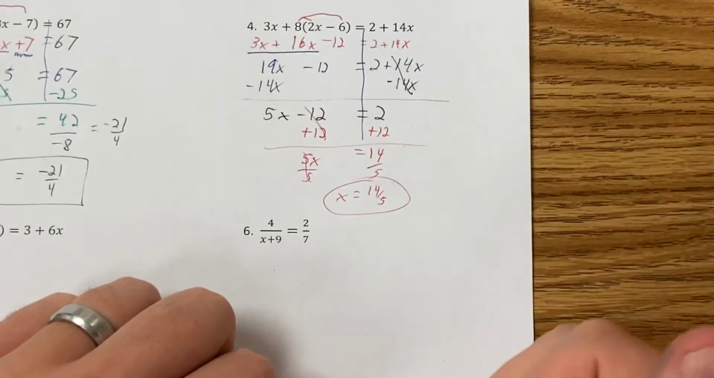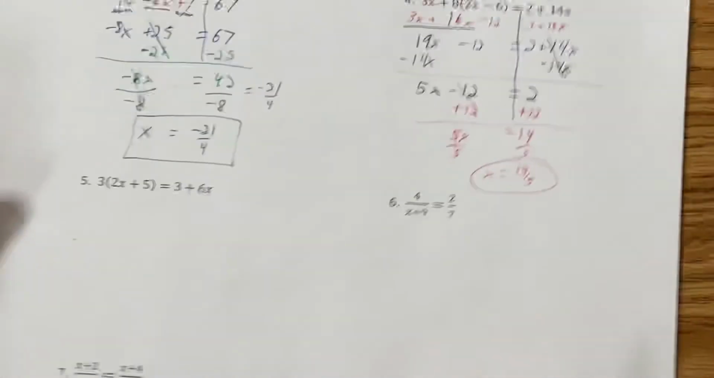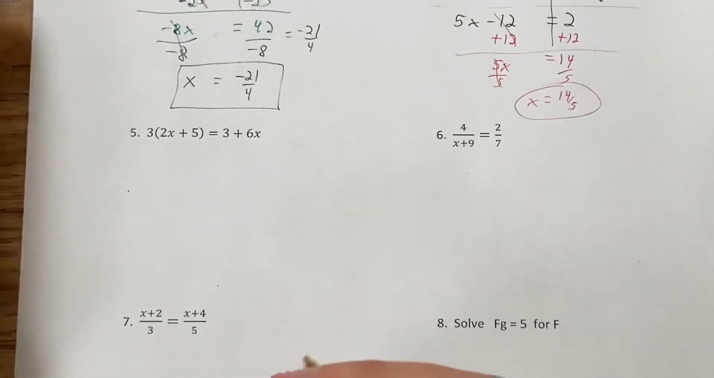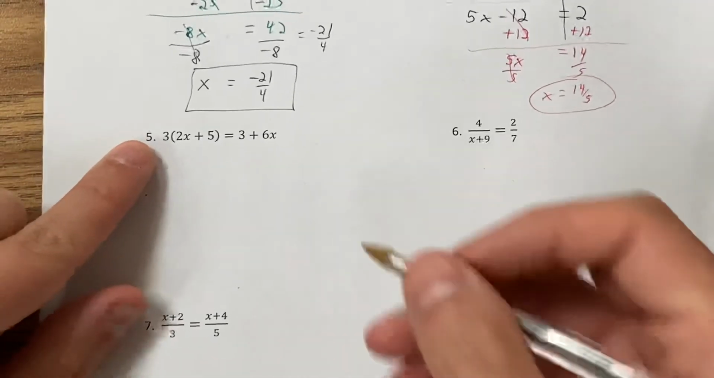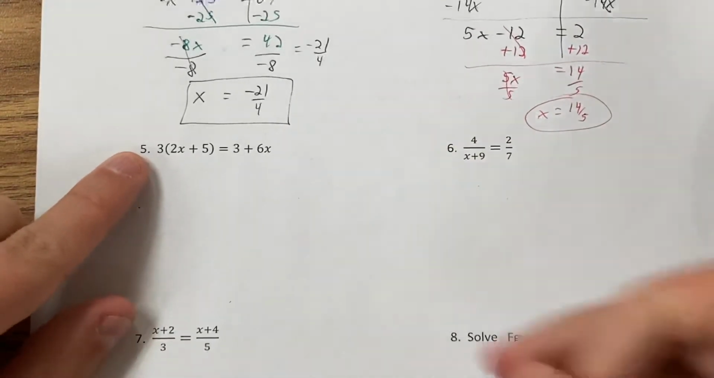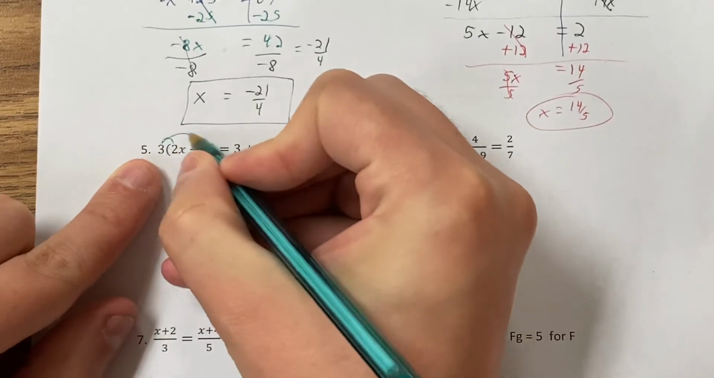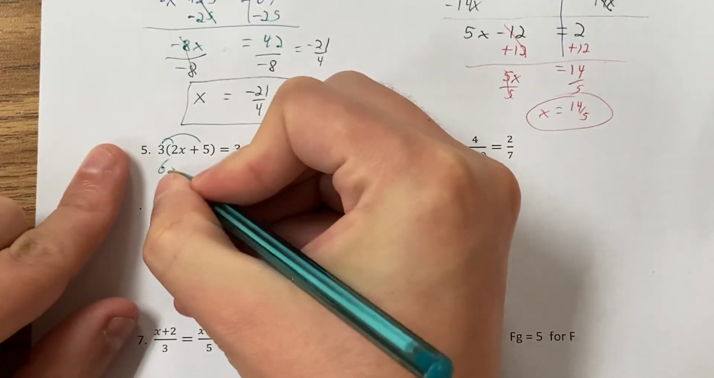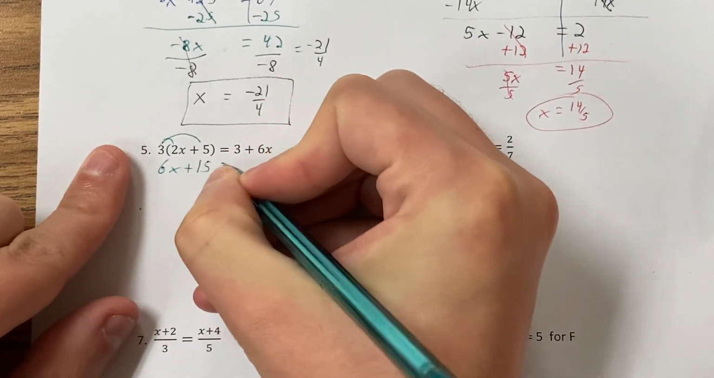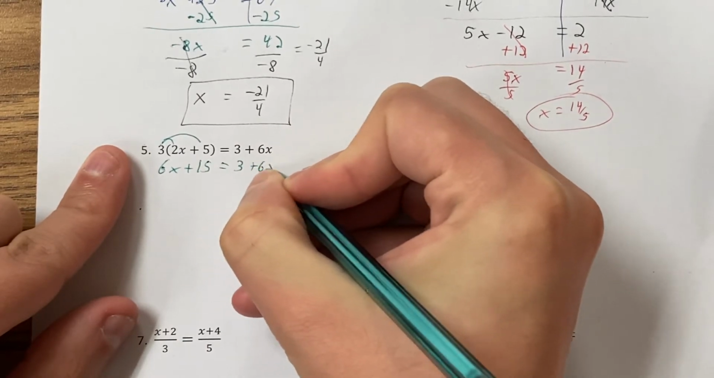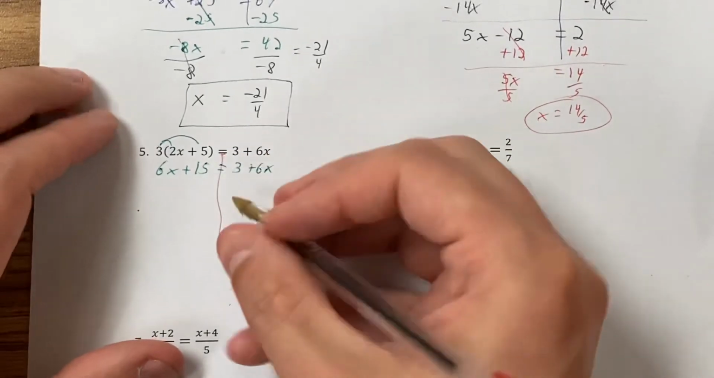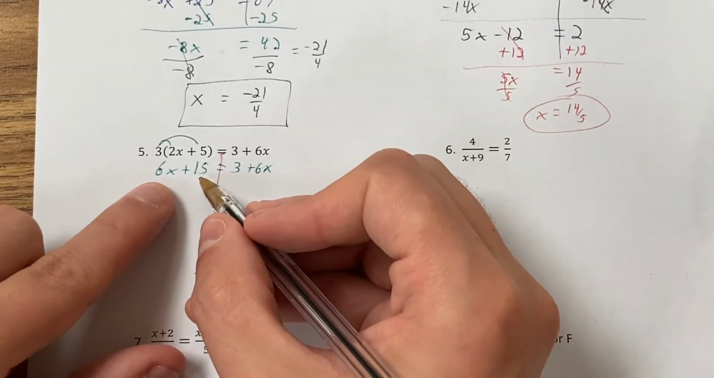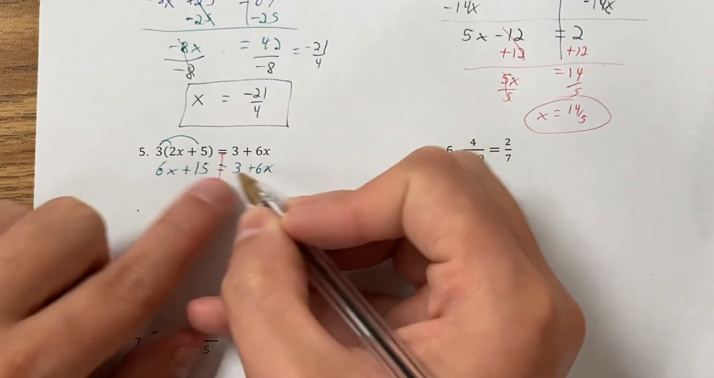Good times. All right, last one for this video, and then I'll do the rest on the second video. Yeah, this one's a good one. So like normal, you would distribute. You'd get a 6x plus 15 equals a 3 plus 6x. So distribute. Not like terms, can't combine.